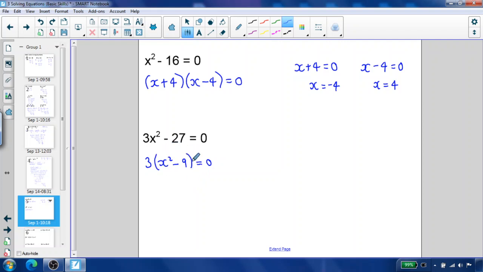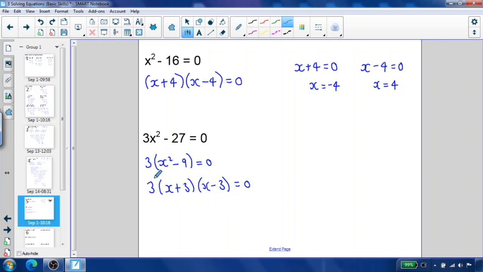Now, this looks familiar. This is the difference of 2 squares. So 3 multiplied by x plus 3 and x minus 3 will be equal to 0. I've just factorised that out. Now we're at the same process as we were above. When we multiply these 3 expressions, if you like, together, the answer will be equal to 0. So one of them will need to be equal to 0.